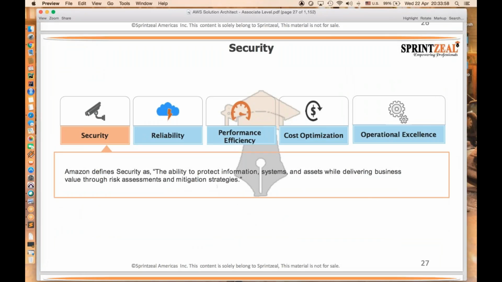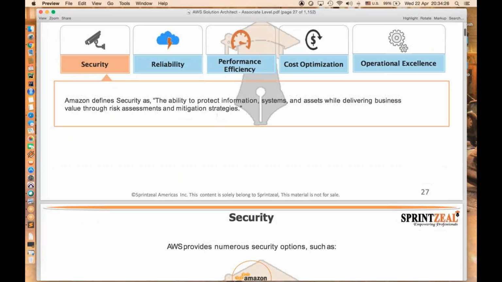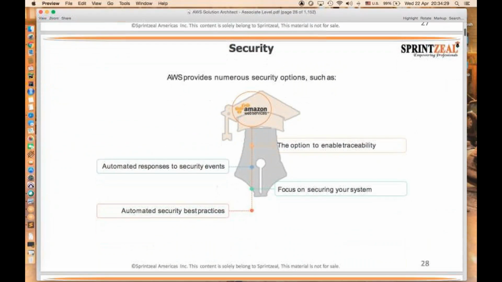So let's see what is there in the security architecture. I think this is a typical description of it. But if you talk about security, as I mentioned, it is the protection of the information and how the system is organized in the cloud, what kind of security is being provided, and what kind of authentication is being given when somebody wants to access something in the cloud. That's where security plays a major role.